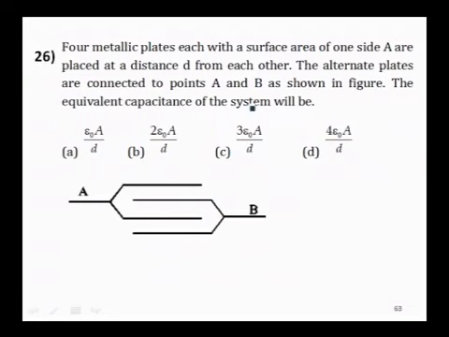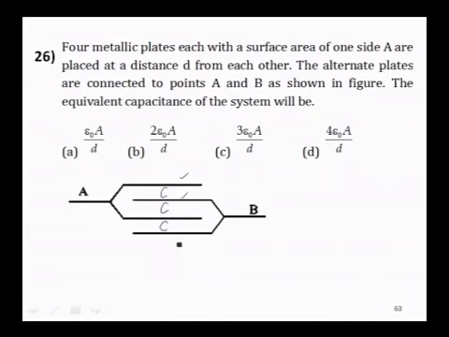Then, there are many variations of this question. 4 metallic plates are given as shown. Alternate plates are connected to A and B as shown. What is the effective capacitance? So, in all questions of this kind, every pair of plates which is separate should be taken as one capacitor. So, you have one capacitor, another capacitor, another capacitor.